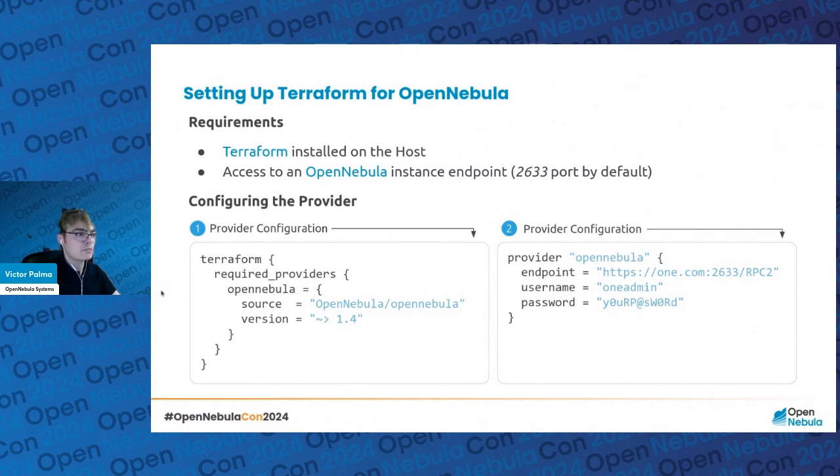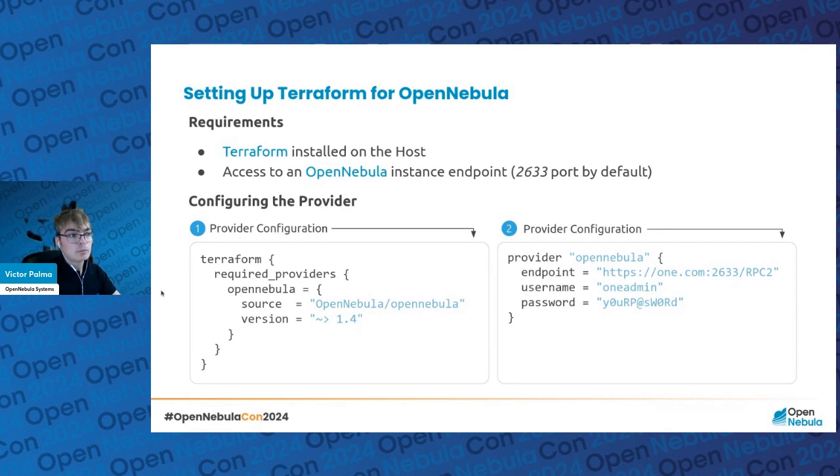You need a few prerequisites. First, you need Terraform installed on your host machine. This is the primary tool that will be running the configuration files. And then you need access to an OpenNebula instance endpoint. By default, it is port 2633, but you need to review that in your OpenNebula configuration.